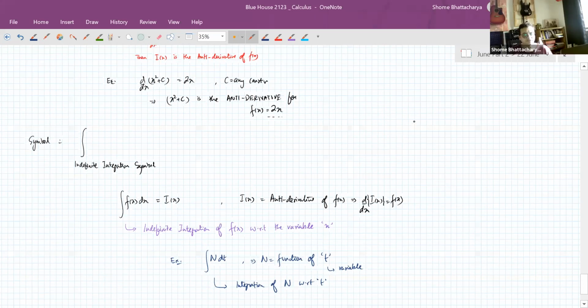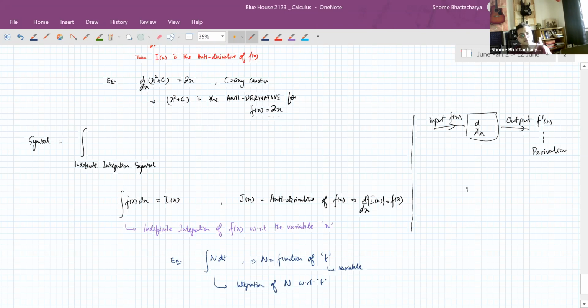So just like we had seen that differentiation is an operation that gives us the derivative. If we think of differentiation as an operation like this, so if we input a function f(x), the output that we get is the derivative. Now, integration is something where if we input a function f(x), the output that we get will be the antiderivative of that function, which we generally denote with the symbol capital I, because it comes from integration.